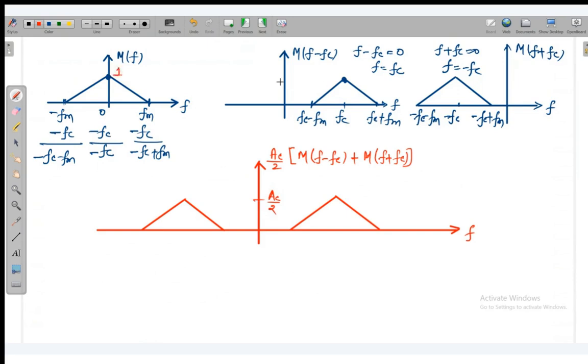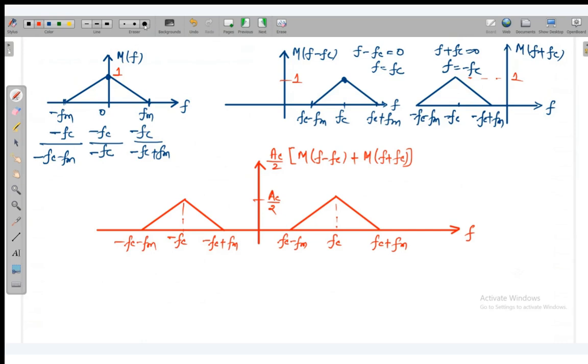Previously the amplitude was 1, now it is AC by 2 because you have multiplied by AC by 2. So this is your FC, this is my FC plus FM, and this is FC minus FM, and it is minus FC and minus FC plus FM and minus FC minus FM. Okay, now this is our signal.